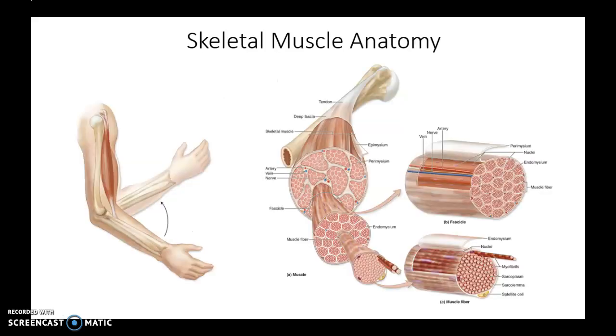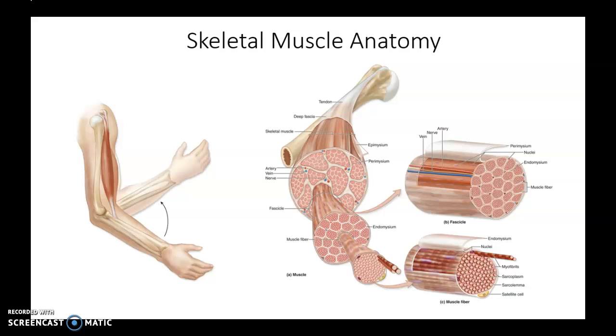Okay, so we will start with a basic review of the skeletal muscle anatomy. So we know that muscle attached to bones. Here we see the biceps brachii attached to the humerus. Here we see the biceps brachii, which inserts into the radius.